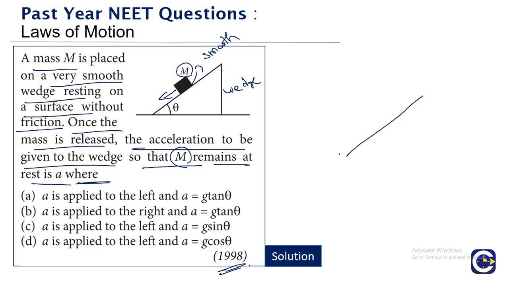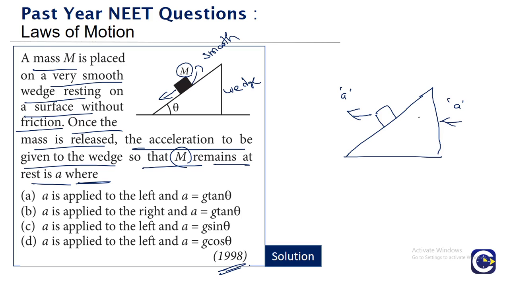So what they are trying to say is that when you give the wedge an acceleration A, a horizontal acceleration, this mass M will remain at rest. Means what? When this mass M is also moving horizontally with acceleration A, both will have the same acceleration. So the mass M will appear to be at rest, isn't it?